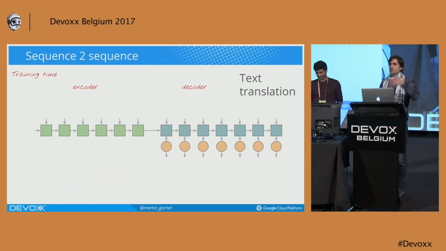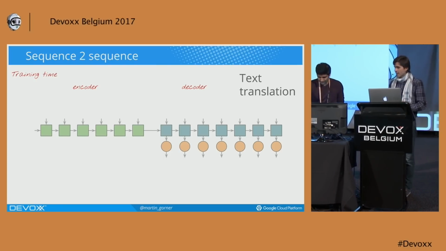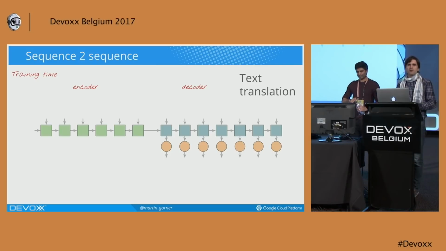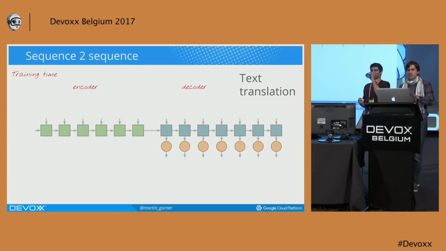Now, I started with Google Translate. Will you believe me if I tell you that Google Translate is not 6 lines of code, but 10? Let's see if we can build it. So this is how you would build a translation neural network.